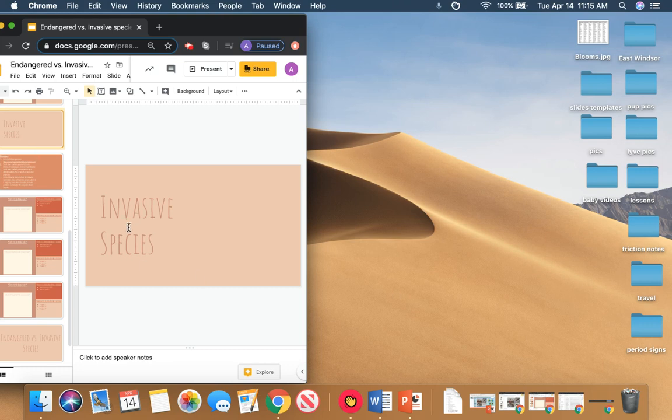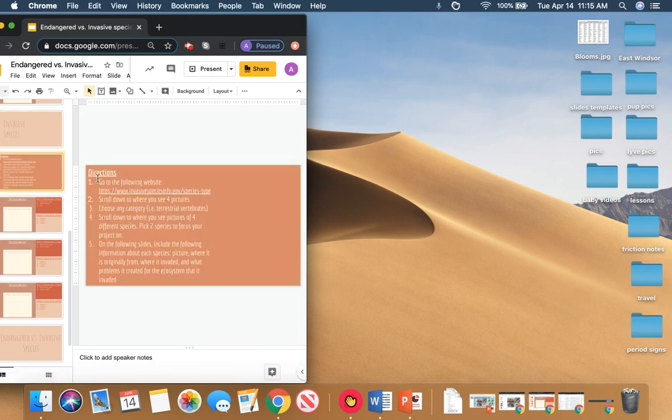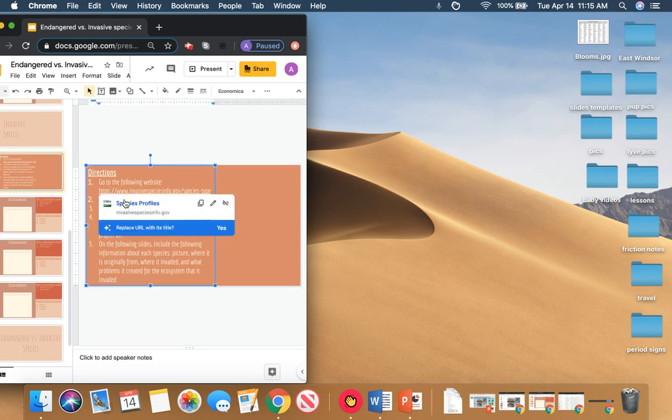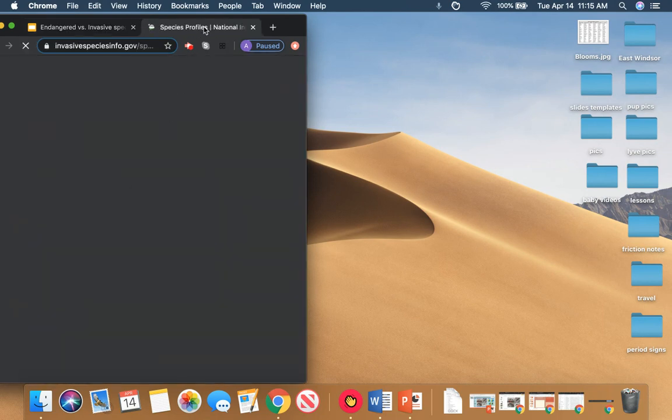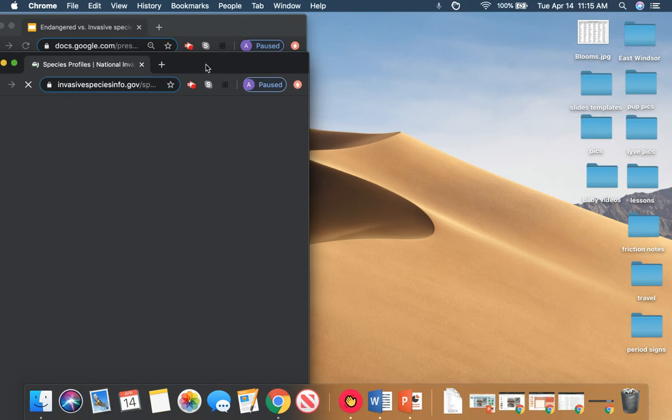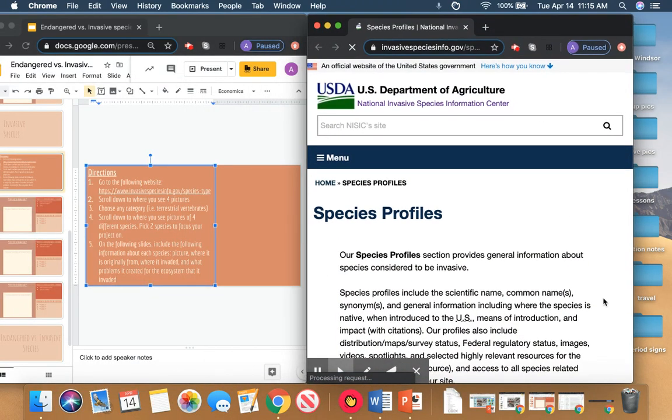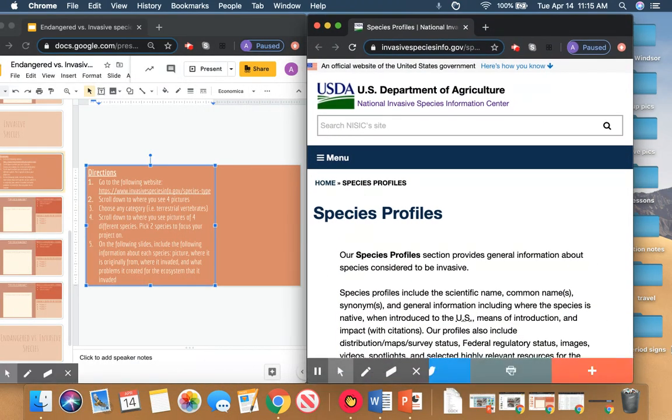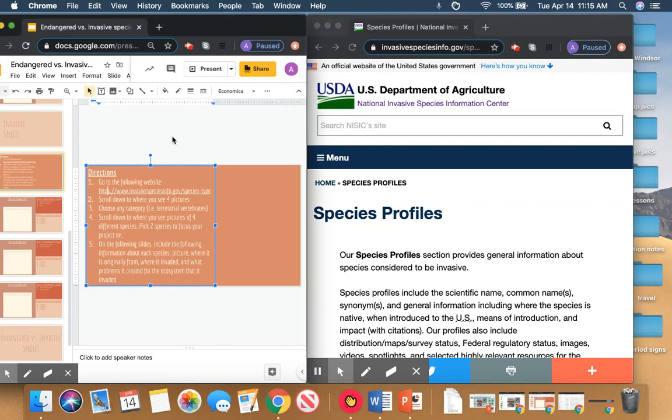Okay, so now we're working on the invasive species part of this project. So we're going to go to the directions page, and it's very similar directions to the last time. First thing it says is go to the following website, so I will do so. And I'm going to do the same thing where I'm going to pull the website out into a new window so that I can be looking at both the website and the directions at the same time.